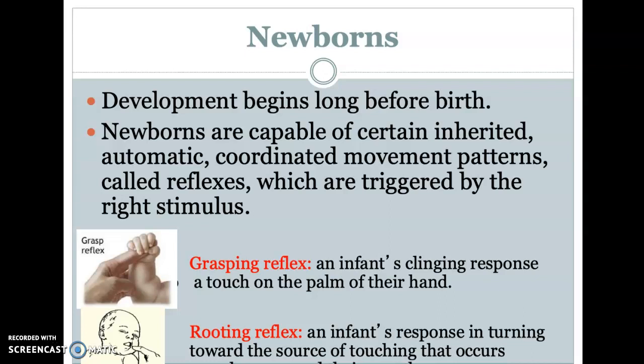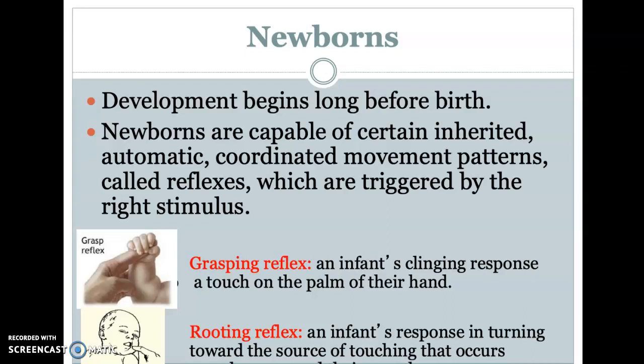Within the first 6 weeks, in utero, a baby will develop all of their different body systems, skeletal, muscular, nervous, all of that. So there's a lot happening before the baby's even born. And there's a lot of inherited automatic traits that they're born with. We call these reflexes. And these are there to help a baby stay alive in their environment. You have the grasping reflex, where they can cling in response to the touch of the palm of their hand.